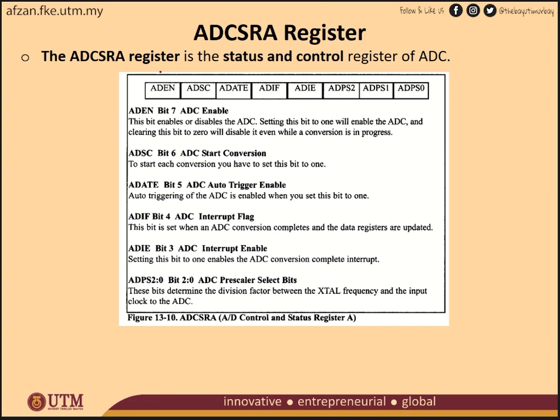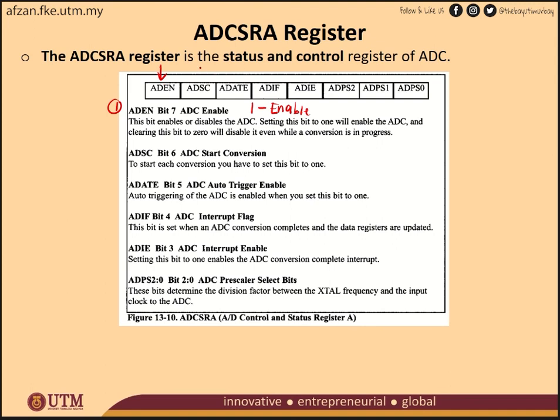One of them is ADEN, bit 7. This ADEN is used to enable your ADC. Every time you are going to use the ADC, make sure you put 1 to your ADEN to enable it. If you do not put 1 to enable, you cannot do the ADC. If you put 0 to ADEN, you cannot do the analog-to-digital conversion.